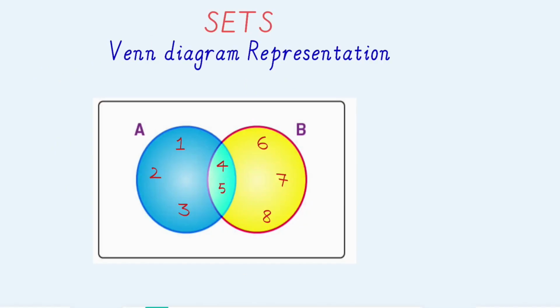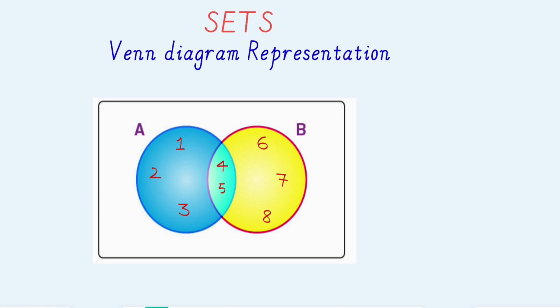Hello students. Let's discuss today how do we represent sets in Venn diagrams. Hope you all know what are sets. Set is a collection of elements. A well-defined collection of elements will be called a set. Those elements can be numbers or some other objects. This collection of well-defined objects or elements will be called a set.